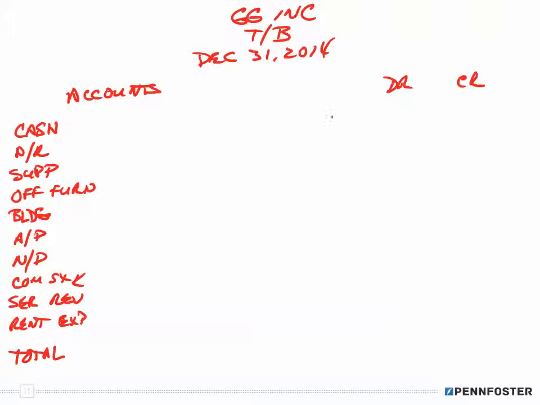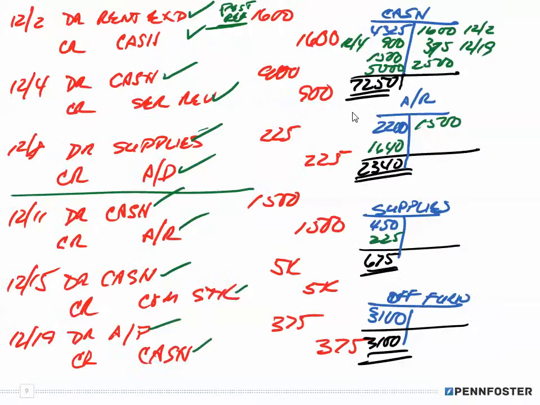So now we take and we put our balances in. From our cash account, we figured our balance for the cash account is $72.50. For the receivable, it was a debit for $23.40. For supplies, it was a debit of $6.75. Office furniture, $3,100.